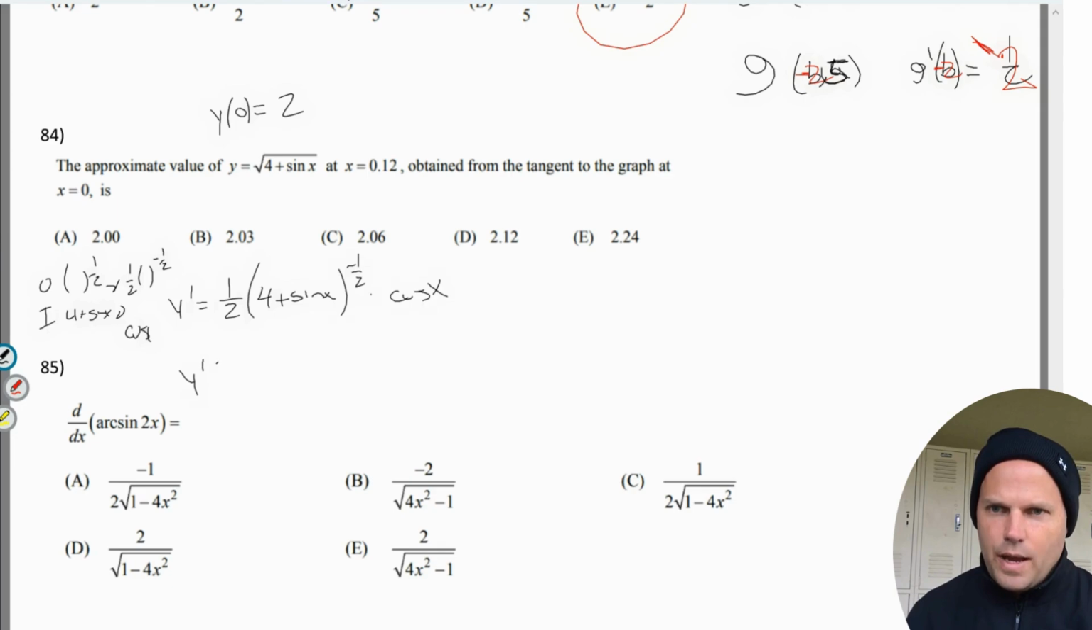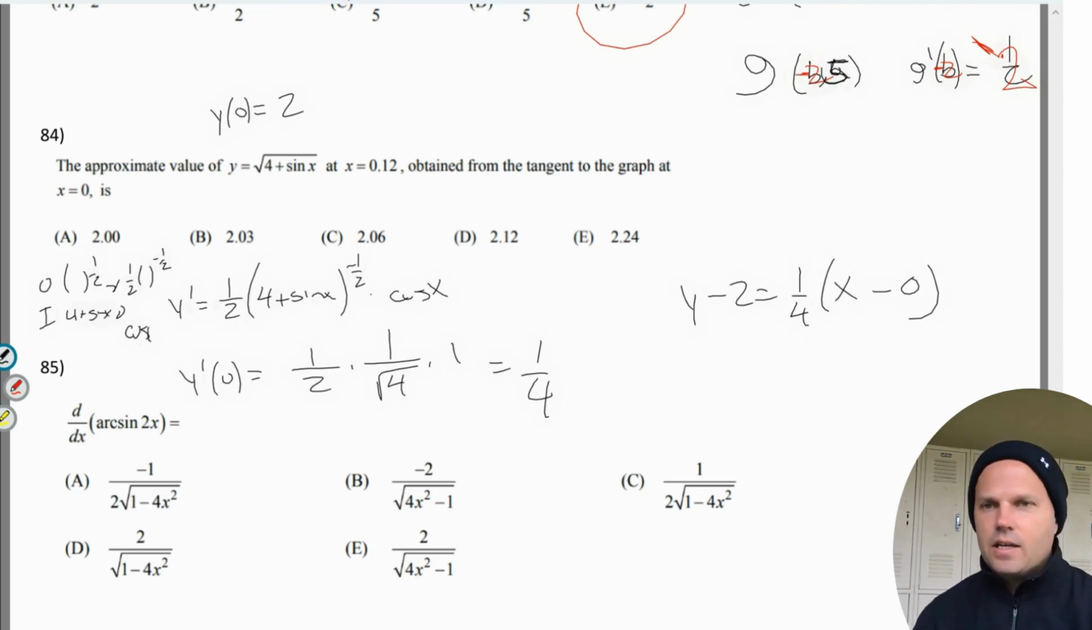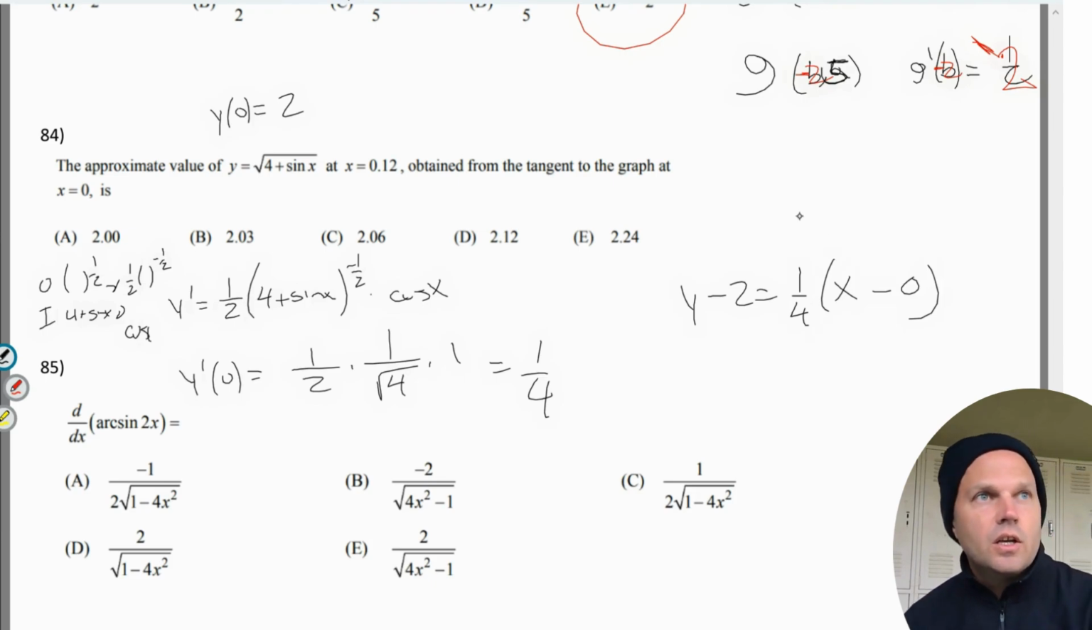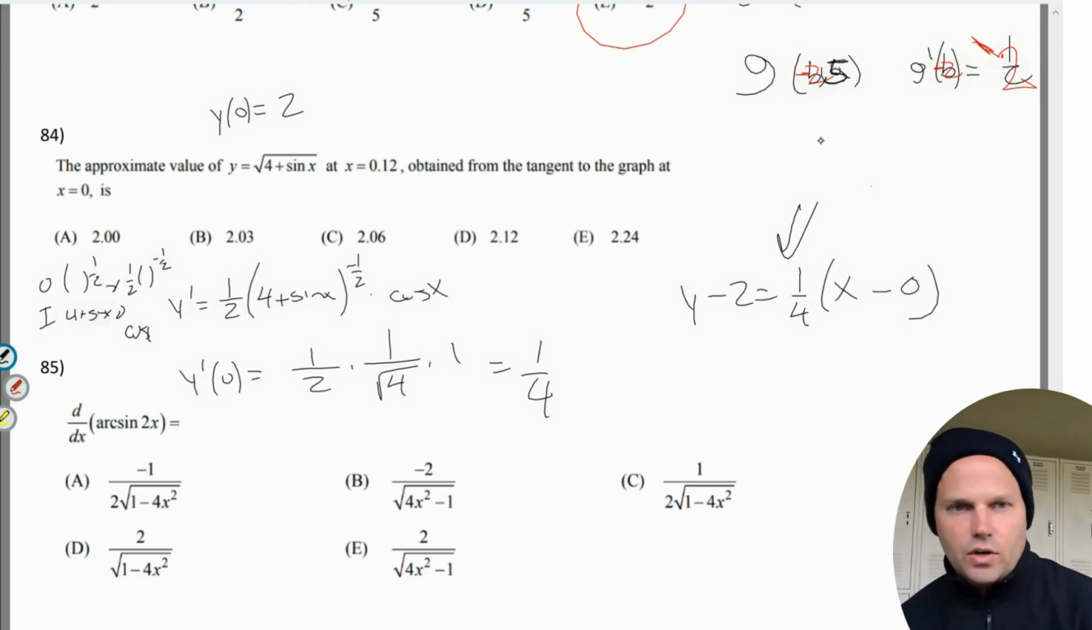And I need a slope at 0. So that's 1 over 2 times 1 over the square root of 4 times 1. So I get a fourth. So I have y minus 2 equals 1/4 times x minus 0 as the line that will approximate the curve around x equals 0. And that's what it means. You're going to get a y on the line to approximate a y on the curve.